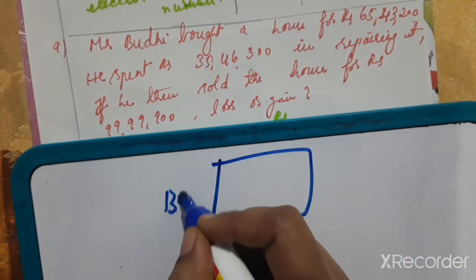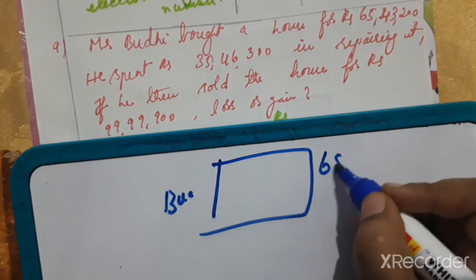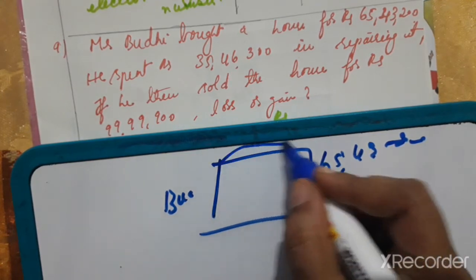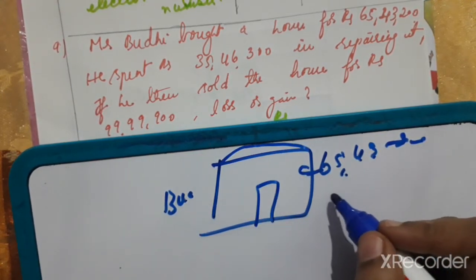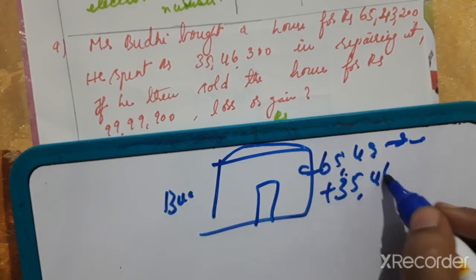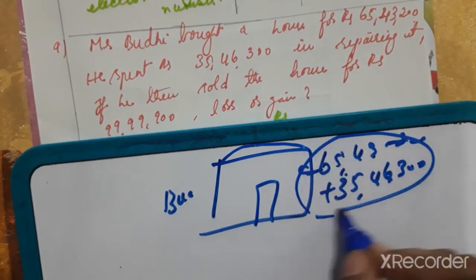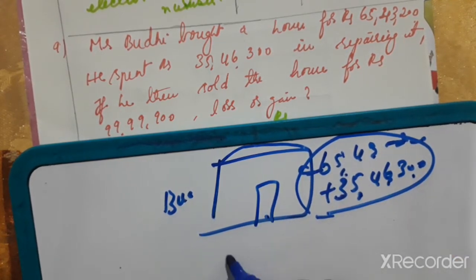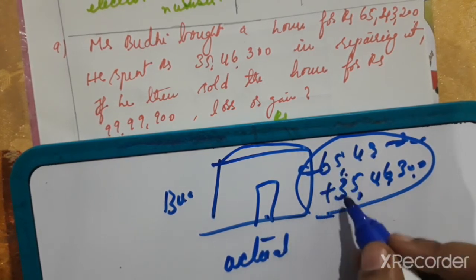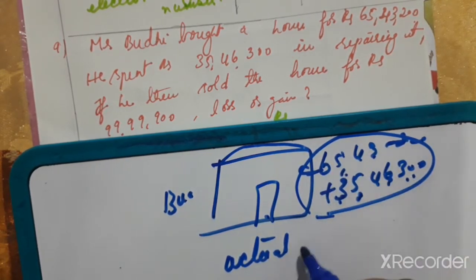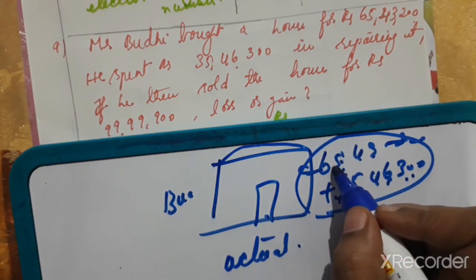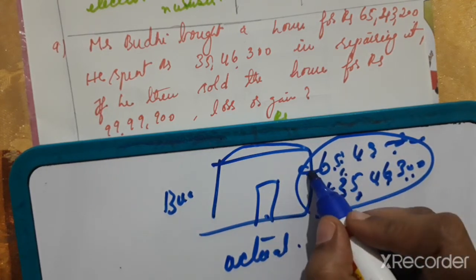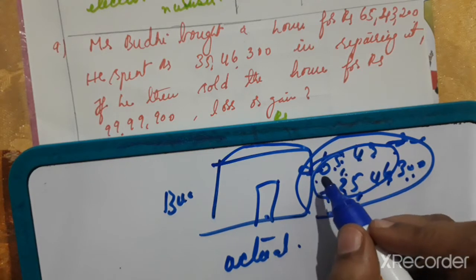Now here, Buddhi bought the house for a cost of how much? 65 lakh 43,200. After that he spent 35 lakh 46,300 for repair, because he bought an old house. So now what is the actual cost of the house? After spending 35 lakh 46,300, what is the cost of the house now? Is 65 lakh 43,200 the cost of the house? No. So we have to add the repair amount.